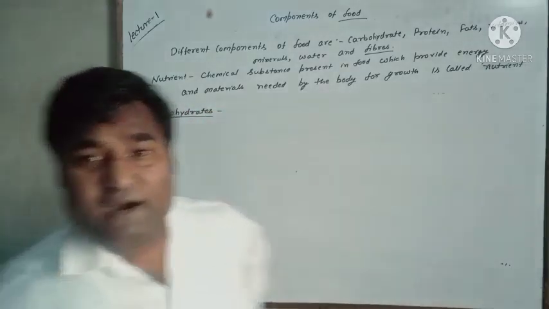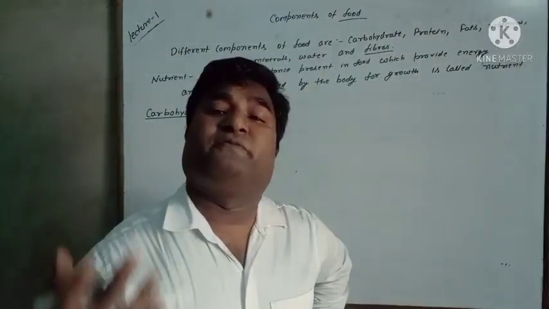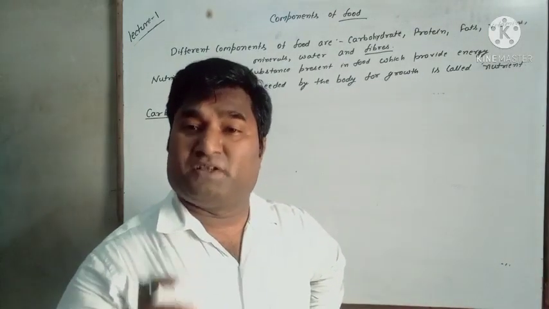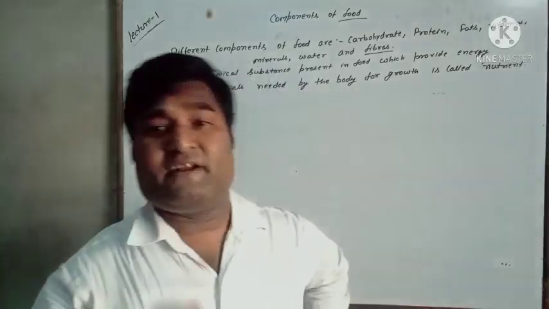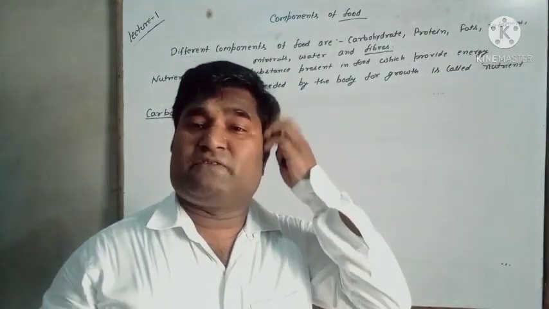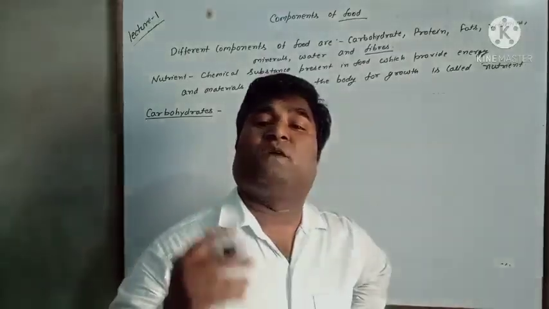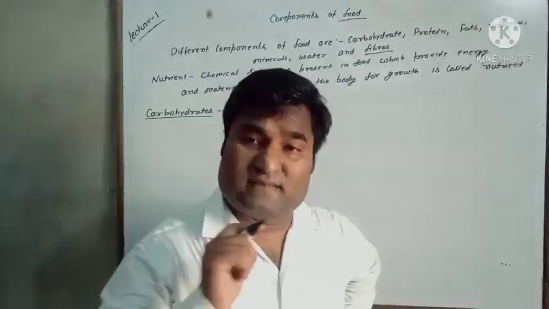What is carbohydrate? You all know during photosynthesis plants make their food, and the food prepared by the plant is simple sugar, and this simple sugar is stored in different parts of the plant in the form of starch. So carbohydrate is of two types. One is sugar, second is starch.